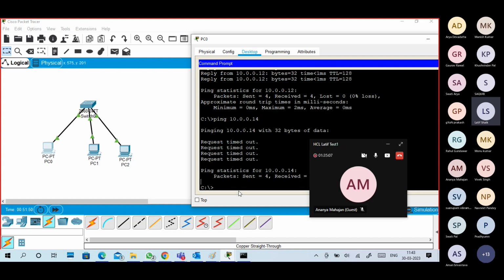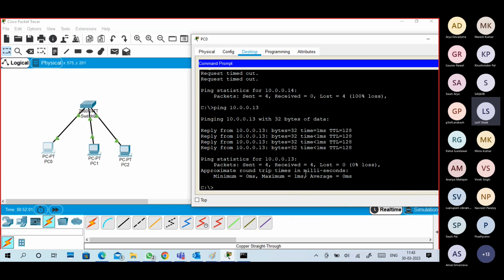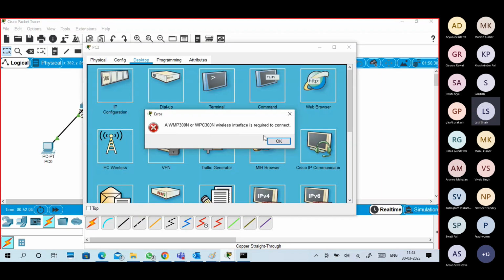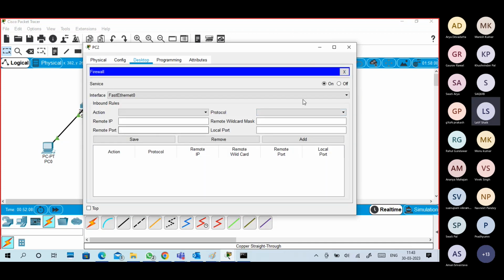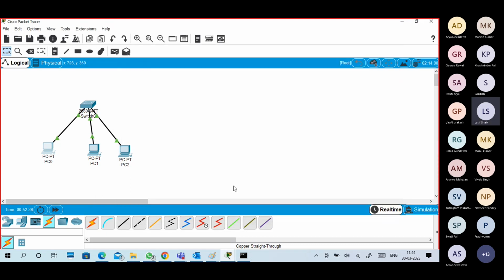So I am communicating, pinging 10.0.0.13. I'm pinging successfully, but there is a firewall. The firewall is on, with a deny action for protocol ICMP. Again, try. We are not getting it, that's okay, no problem.